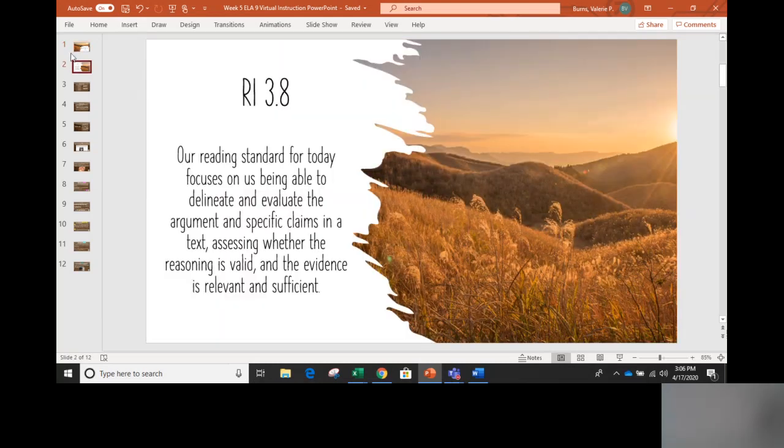This is the standard that we're going to be focusing on this week. This just focuses on us being able to delineate and evaluate the argument and specific claims in a text, assessing whether the reasoning is valid and the evidence is relevant and sufficient. This is standard RI 3.8.